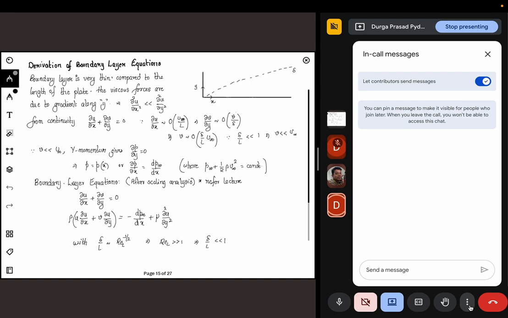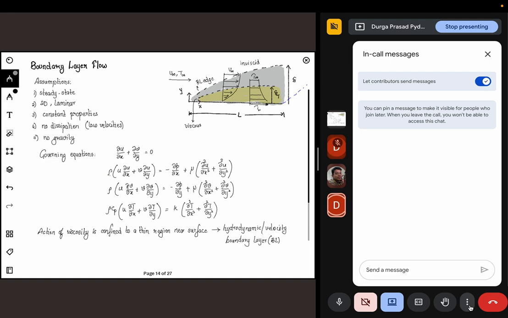Now to derive the governing equations. These equations directly cannot be solved analytically, unless you do some CFD or something; you'll not be able to solve this directly. So we have to reduce this in some form.